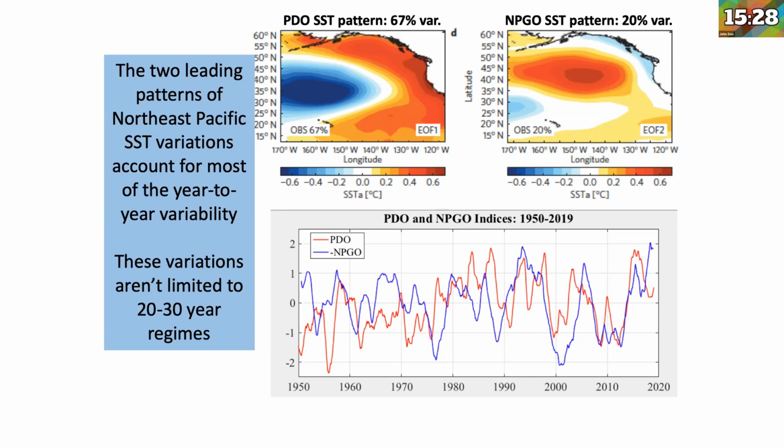Something that also changed in the North Pacific climate is that the PDO and NPGO patterns were basically uncorrelated until about the 1990s. And since the 1990s, they've actually had a pretty strong negative correlation with each other, so that there's been more covariation among the two rather than them being totally uncorrelated.